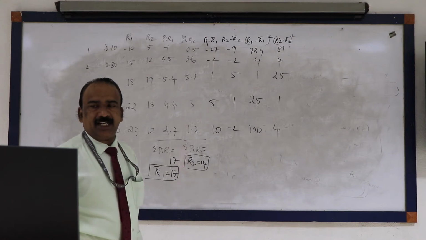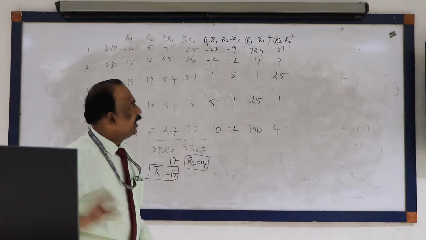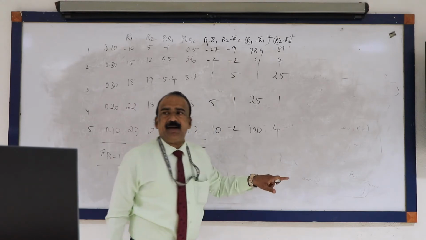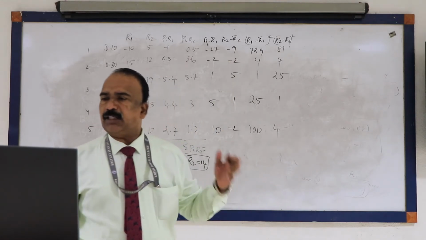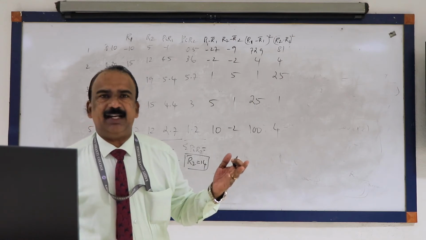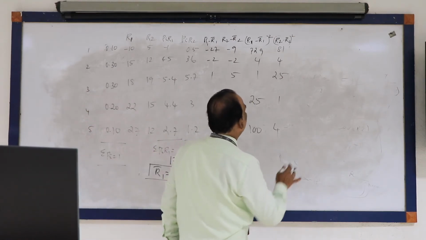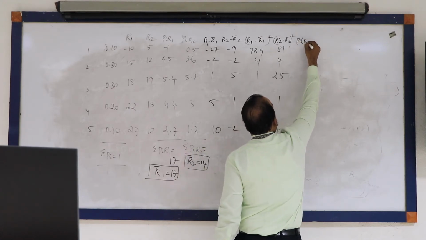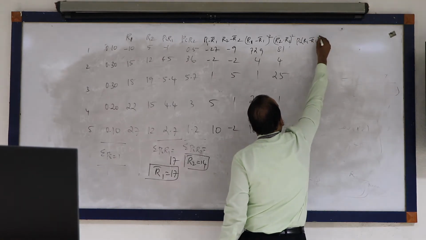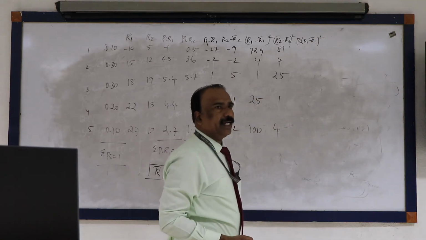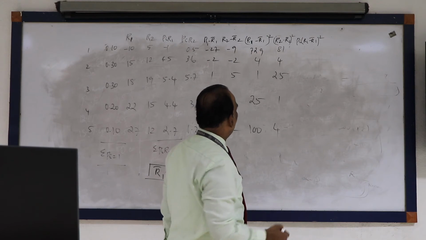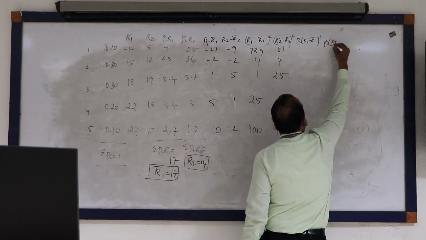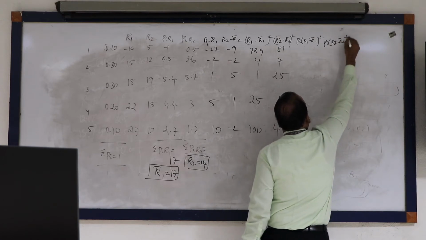Now we need to calculate standard deviation. I'm just revising: when the actual return is given, add the squared deviations and divide by n minus 1. That's what we have seen earlier for calculating standard deviation. But when the expected return is given, multiply Pi into R1 minus R bar 1 whole square, and for the second one, Pi into R2 minus R bar 2 whole square.